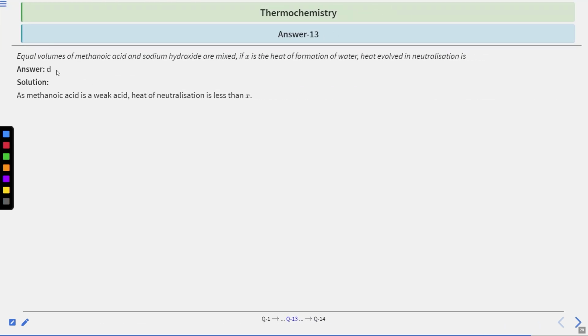Okay, so the correct answer is option D. As methanoic acid is a weak acid, we know that the heat of neutralization will be less than X, because X is the heat of formation of water, right? So in weak acid and strong base condition, the heat of neutralization will be less than X, right? So option D will be the correct answer.